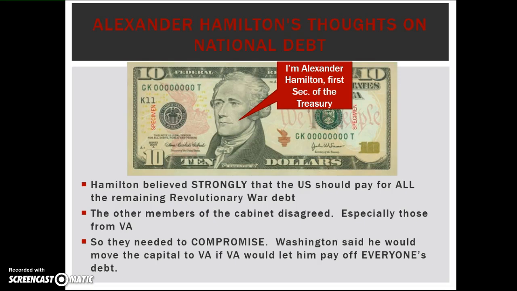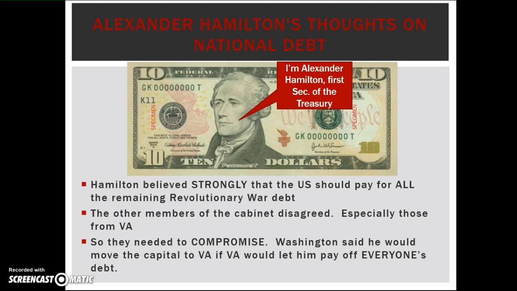They did not feel like it was fair that they had to pay their debt, and now the other states are going to have their debt paid by the national government. The state that disagreed with Hamilton's plan the most was Virginia. They refused to accept Hamilton's plan, and it looked like the nation was going to be in need of another compromise. Virginia and Alexander Hamilton were able to reach an agreement.